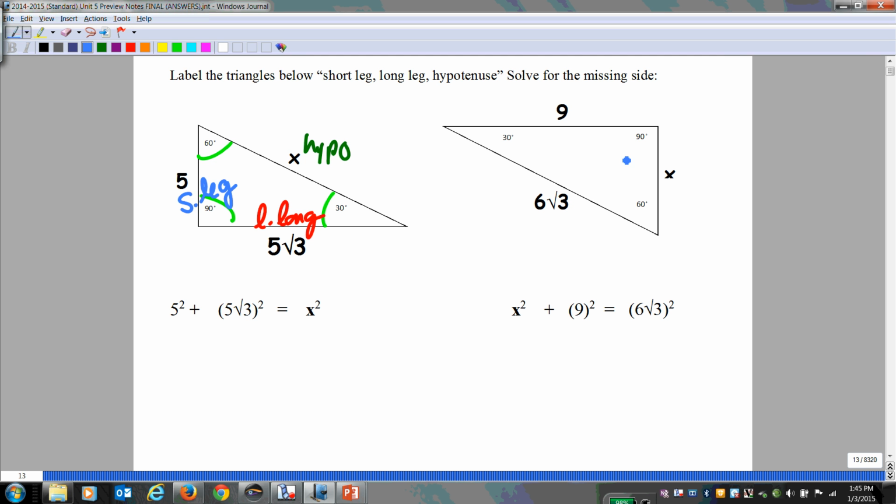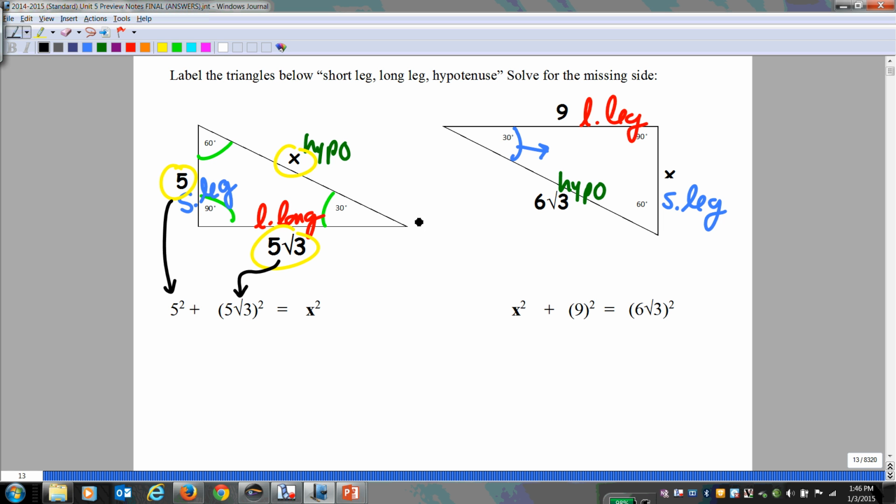Go back and label. The short leg is always across from the 30 degrees. So short leg, long leg, hypo. Short leg, long leg, hypo. Okay, so here we have a 5. Here we have 5 root 3, and we're going to solve here. We're going to use the Pythagorean Theorem. So 5 squared plus 5 root 3 squared equals unknown squared.